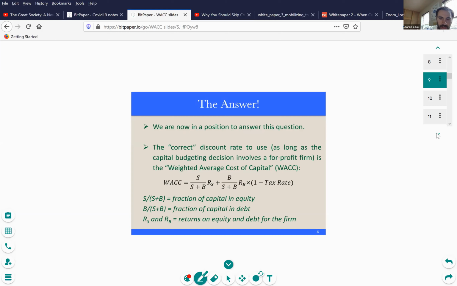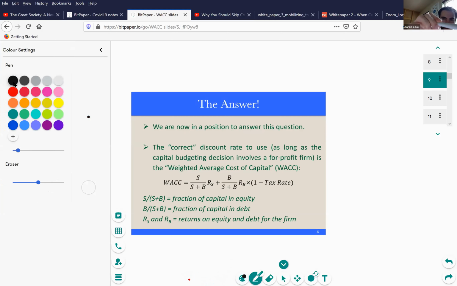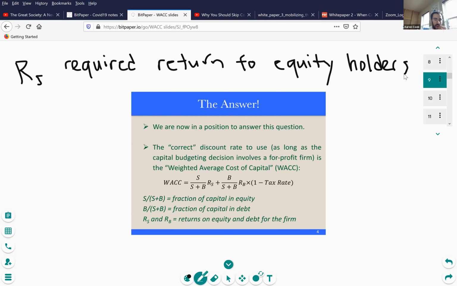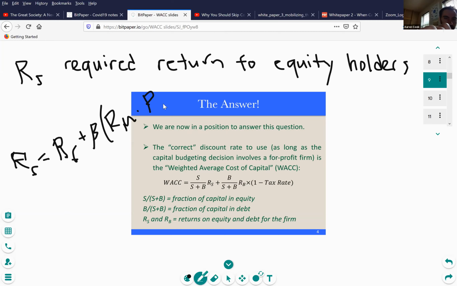So this RS is the required return to equity holders. That's in fact what we were estimating before when we were looking at the capital asset pricing model. We had RS equal to the risk-free rate plus beta times the market minus the risk-free rate. That's exactly what we were estimating when we were looking at the capital asset pricing model.